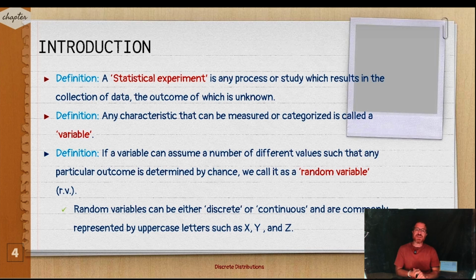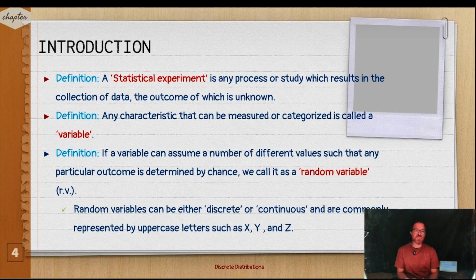So the first definition is a statistical experiment, which is any process or study which results in collection of data, the outcome of which is unknown, right? And that's the big thing whenever we're dealing with probability: we have unknown outcomes. We might know what the possible outcomes are, but we don't know what the actual outcomes are until the experiment is done. Hence why we have things like random variables, which we don't know the outcome for until the actual experiment occurs. And any characteristic that can be measured or categorized is called a variable.